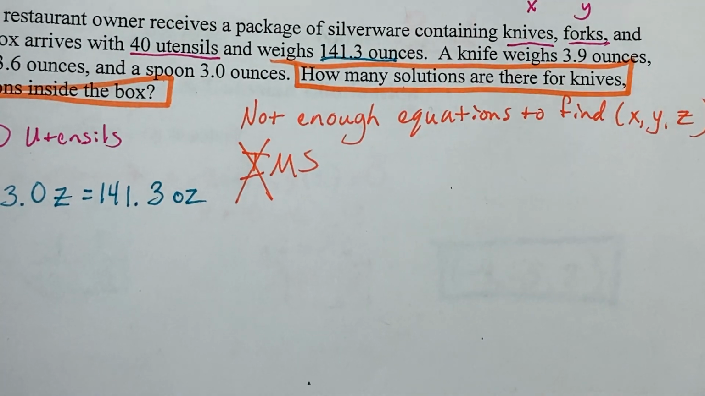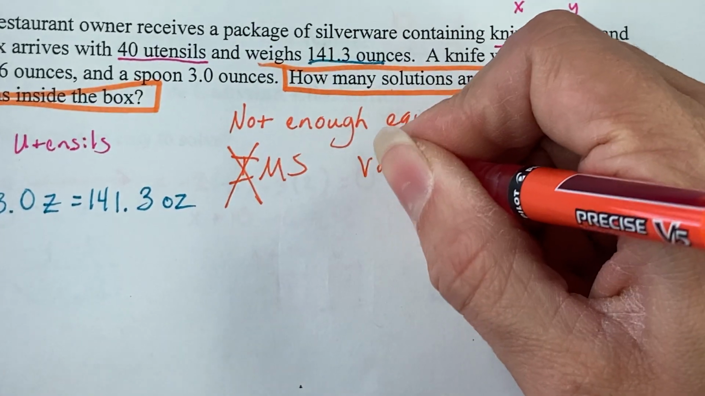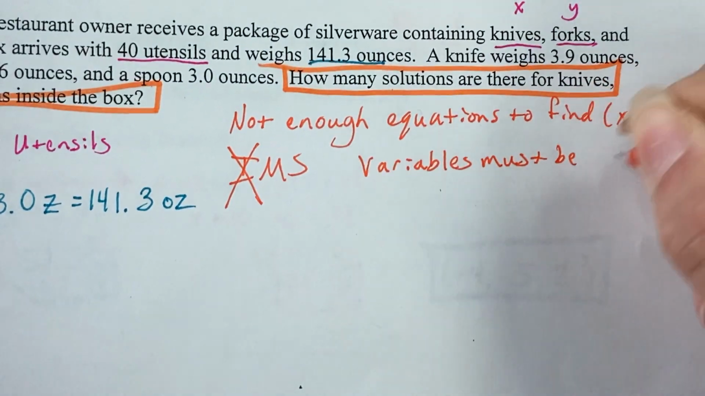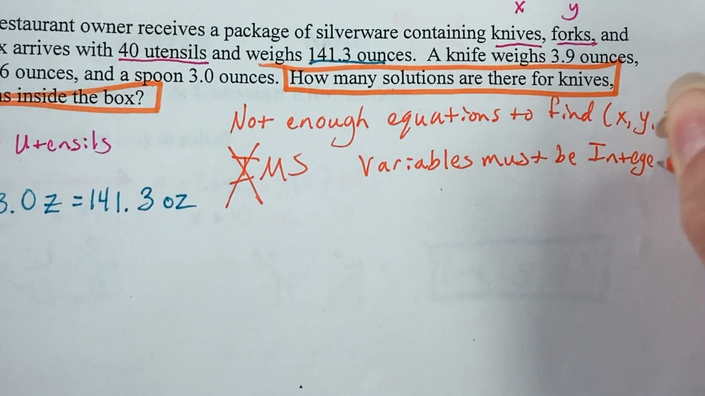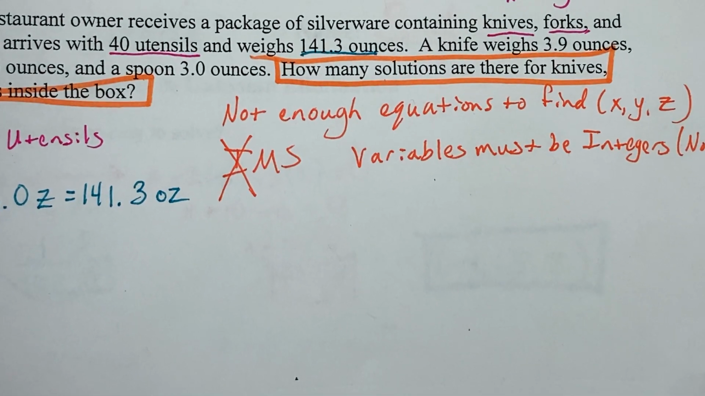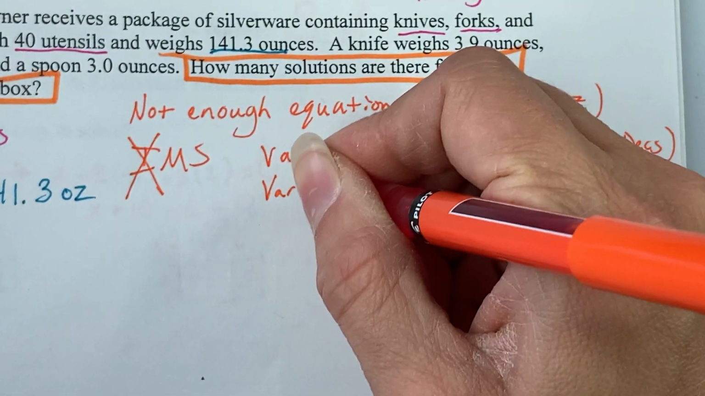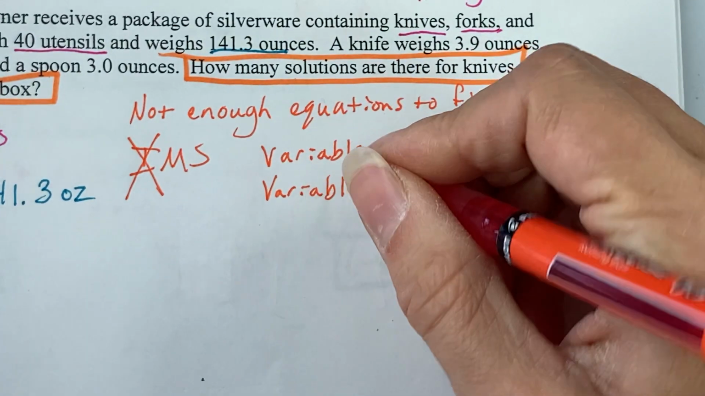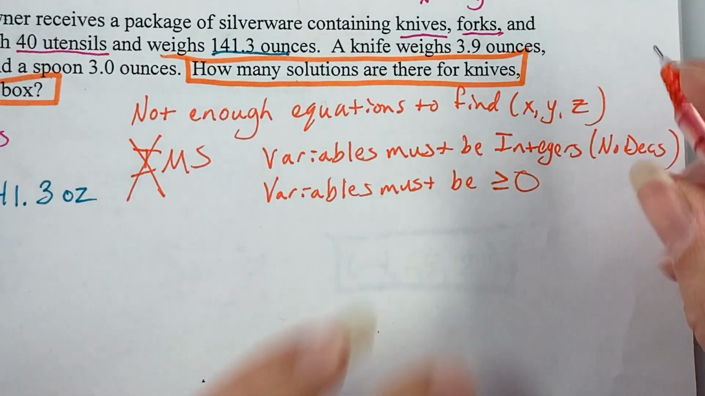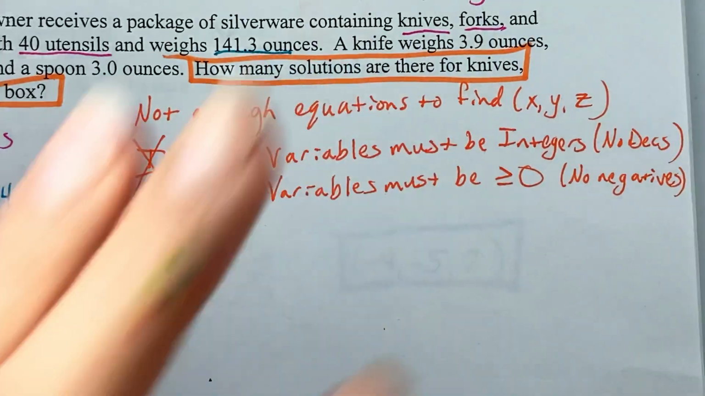So not enough equations here, but it's not going to be IMS because as we stated in the last problem, we have limitations based on the real world context of this. Our variables must be integers. That means no decimals or fractions. We also need our variables to be non-negative. And how we can state that is they must be greater than or equal to 0. Because that wouldn't make sense. We can't have negative knives and forks.